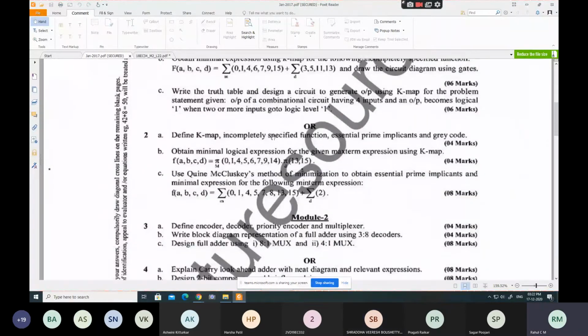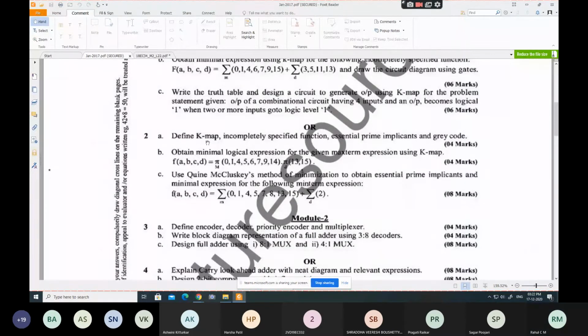Define K-map incompletely specified function, and what is the incompletely specified function? Don't care.